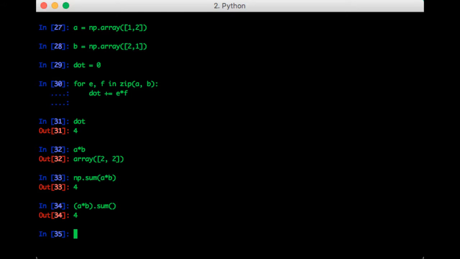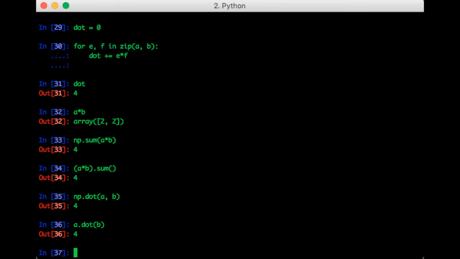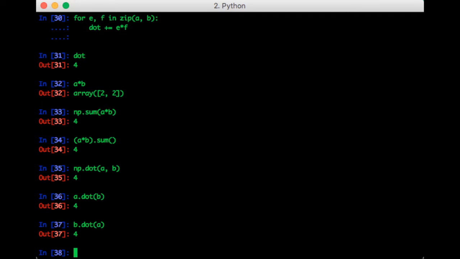Finally, while both of these methods yield the correct answer, there is a more convenient way to calculate the dot product. Numpy actually comes with the dot product function, so we can call np.dot A and B, and that gives us the expected result. Like the sum function, the dot function is also an instance method of the Numpy array, so we can call it on the object itself. So that's A.dot(B), and we get the same answer. This is also equivalent to B.dot(A).